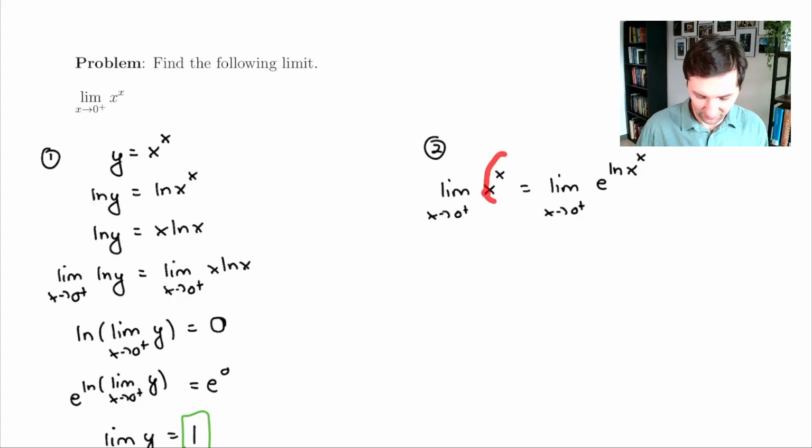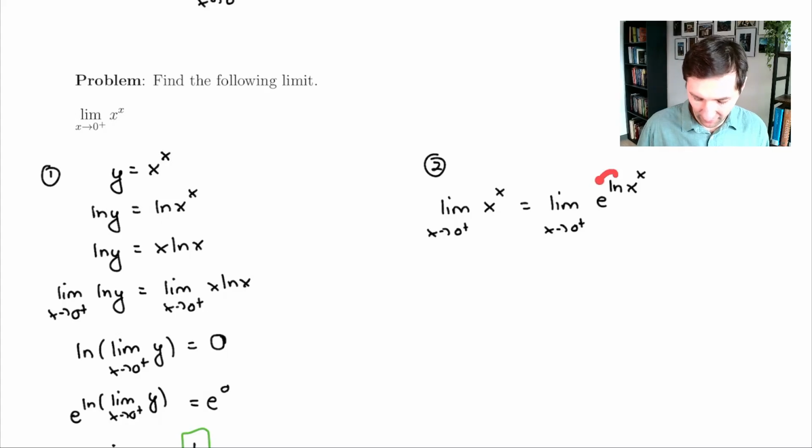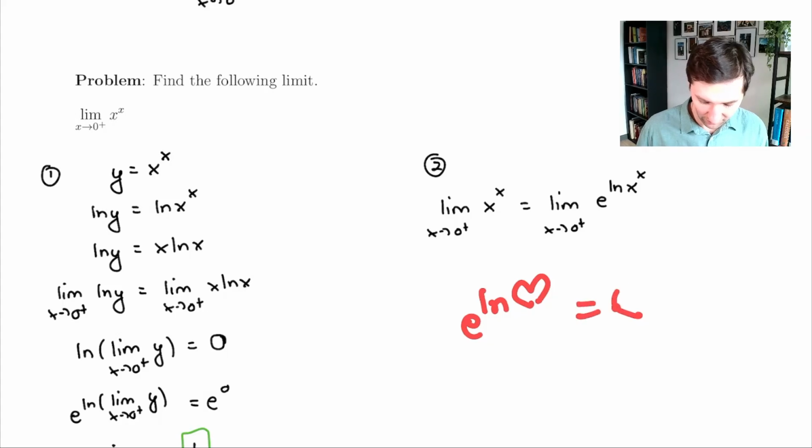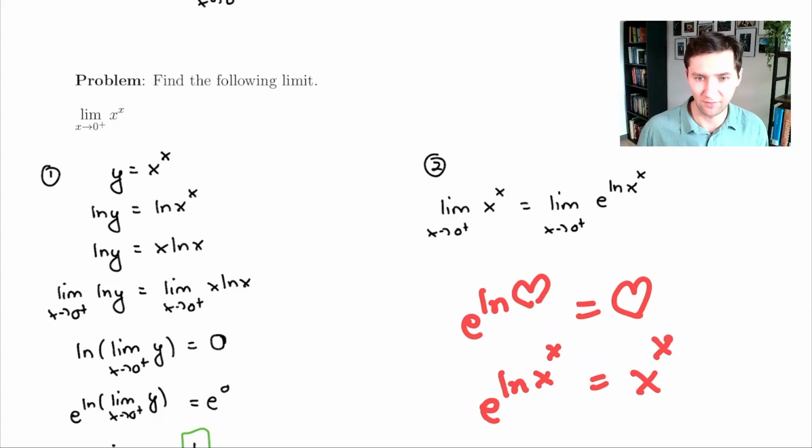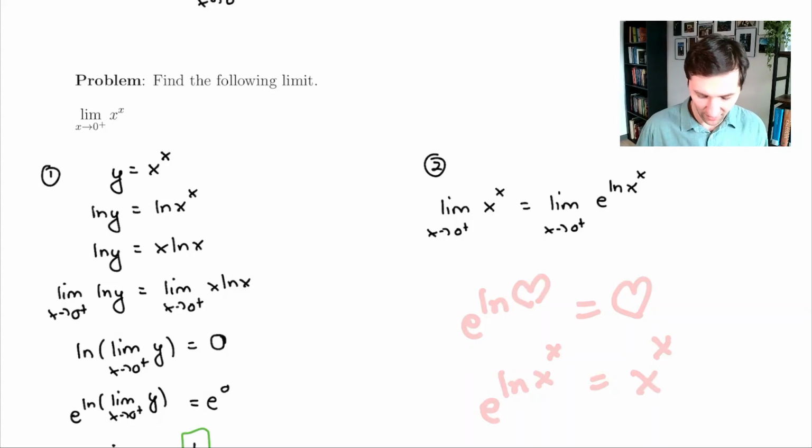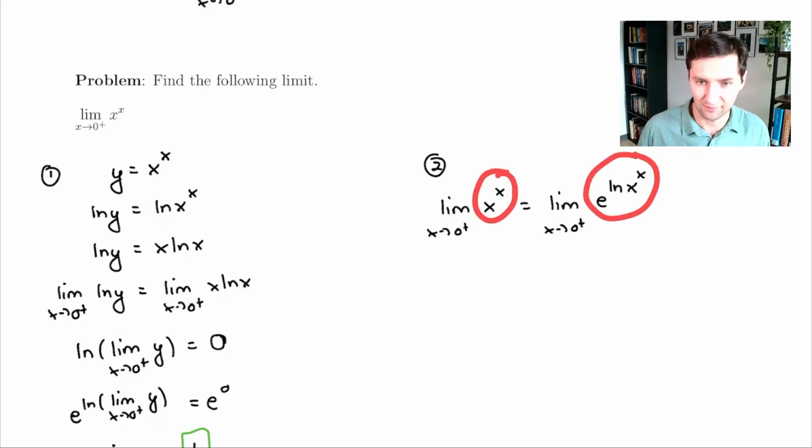These two expressions are the same because, as we know, e and ln are inverses of each other. So whenever you have e to the ln of anything, that is the same thing as that anything, which means that e to the ln of x to the power of x is the same thing as x to the power of x. That's why I was able to replace this with this.